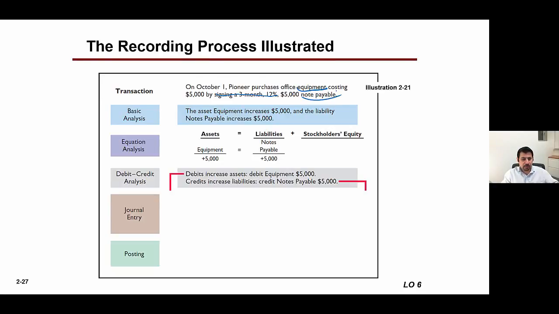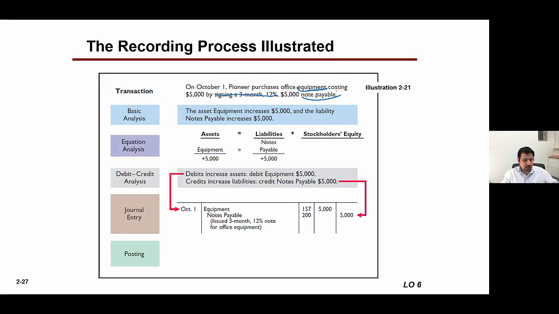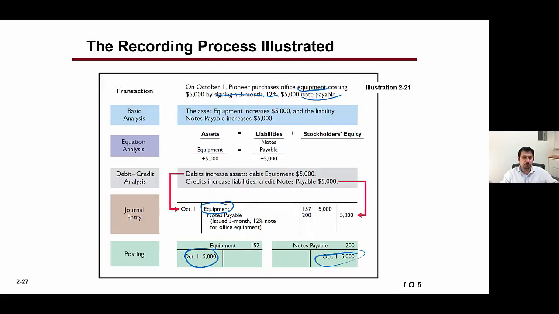The journal entry would become, on October 1st, we debit equipment 5,000 and we credit notes payable 5,000. Again, the explanation is that we signed a note for office equipment. Again, the last step would be to post this information to the ledger. We look at each account. Equipment was debited, so we put the amount under debit. Notes payable was credited, so we put the amount under the credit side.